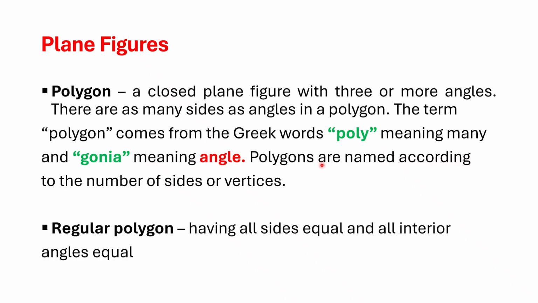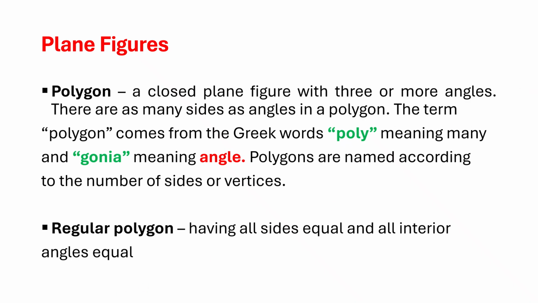So polygons are named according to the number of sides or vertices. Then we have what we call a regular polygon. A regular polygon is a polygon having all sides equal and all interior angles equal.